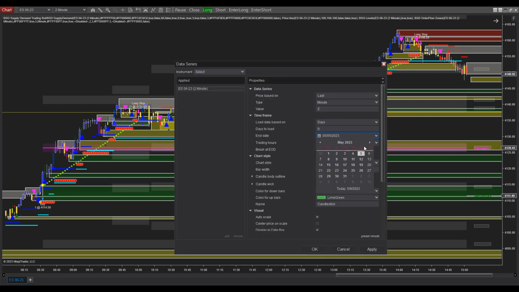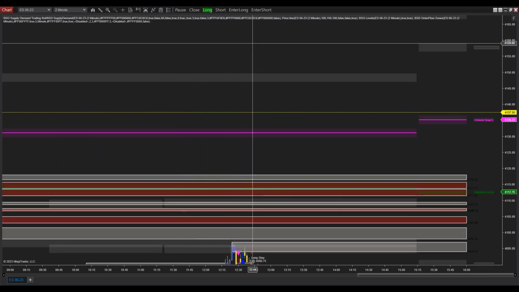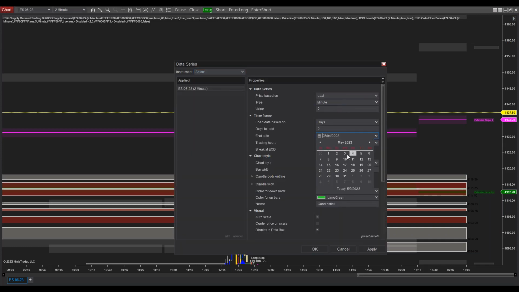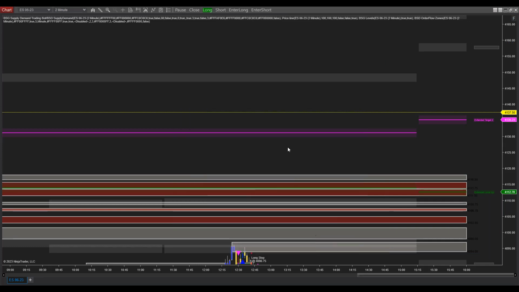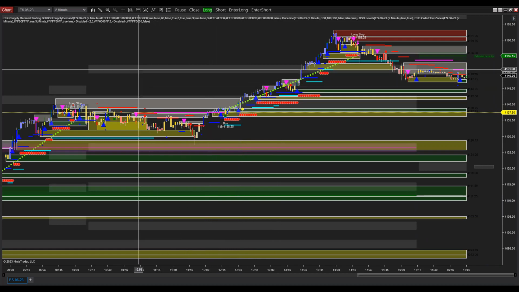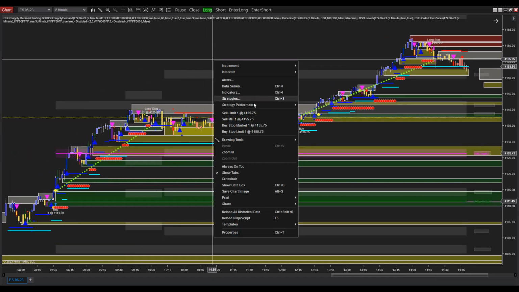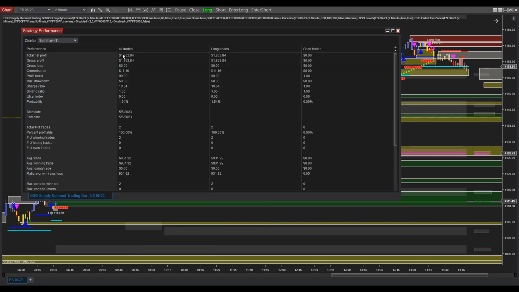Let's go to 5-4, the previous day. Actually, I want to go back to 5-5 just to show you the numbers we are seeing are matching. These are the trades we saw. Go to performance, historical. You can see those numbers, those two trades.